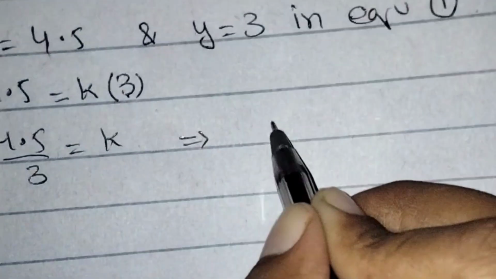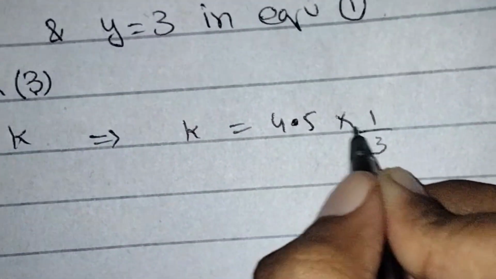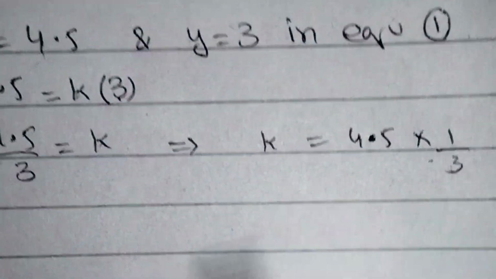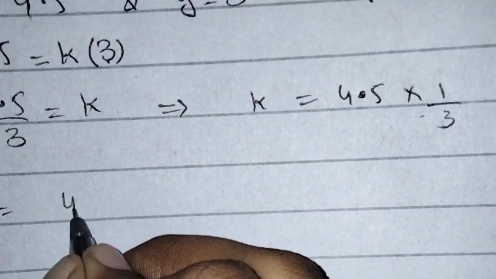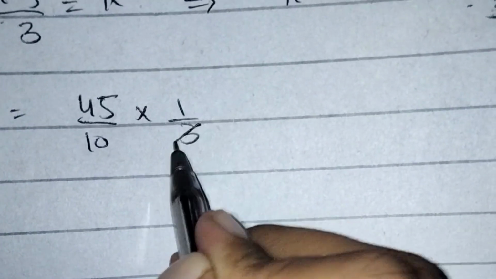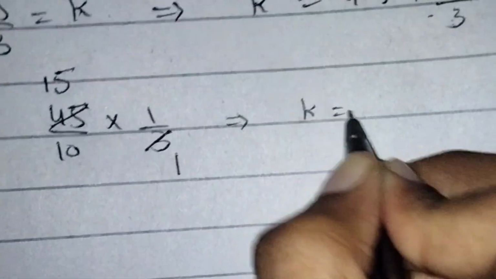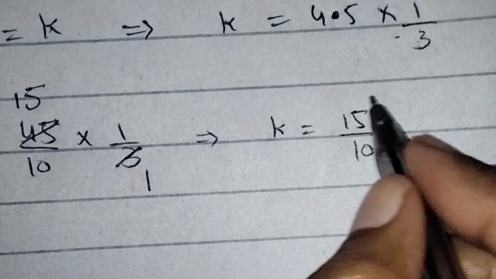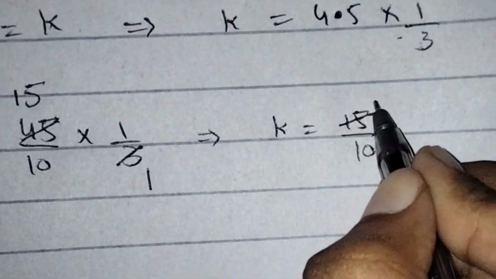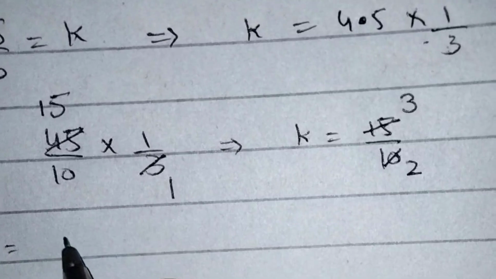Which implies that k equals 4.5 multiplied by 1 by 3. Because I want to remove this decimal point, I will write k equals 45 divided by 10, multiplied by 1 by 3. So 3 1 times 3, 3 15 times 45. So k equals 15 divided by 10. We will cancel out further: 5 3 times 15 and 5 2 times 10. So the final value of k is 3 by 2.